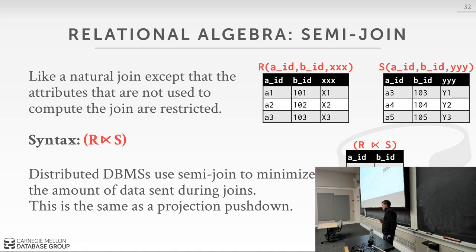So it's actually like a natural join, but you cut off everything from the relation S. Yes, but think of it in a distributed system. Say I need to get R over to S. I'm not going to send over XXX. I just send over the thing I need to compute the join. Okay, any other questions?